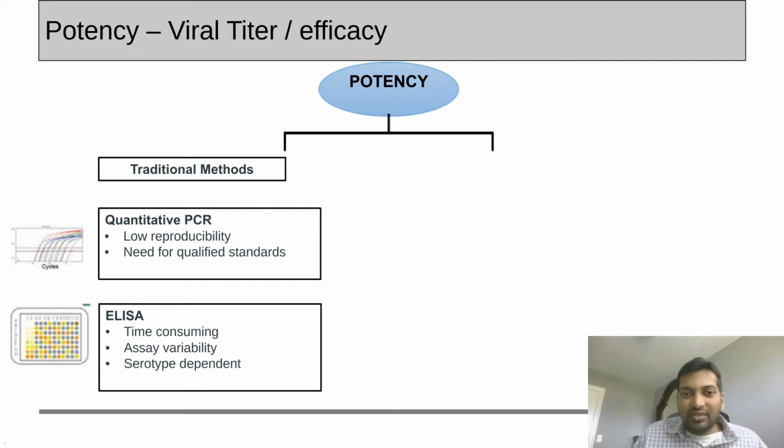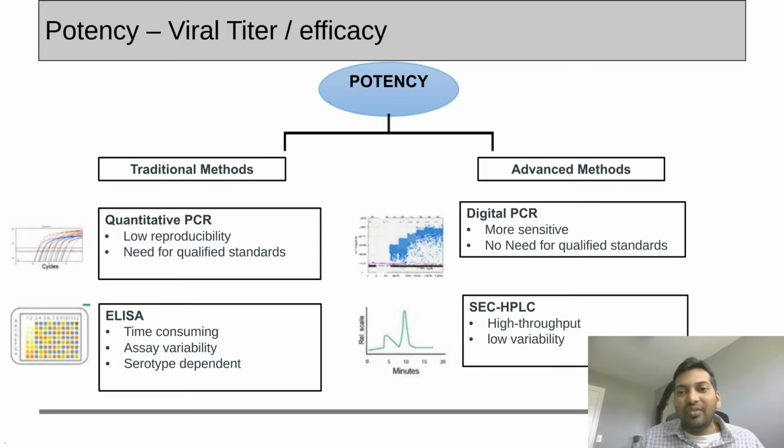The second is the ELISA, which people have used as a protein technology. The ELISA is time consuming and has a lot of assay variability. Ideally you have to design specific assays for every serotype, so you have to have an ELISA for AAV2 or AAV9. It's very specific and you have to really optimize it to your specific serotype. It's also time consuming.